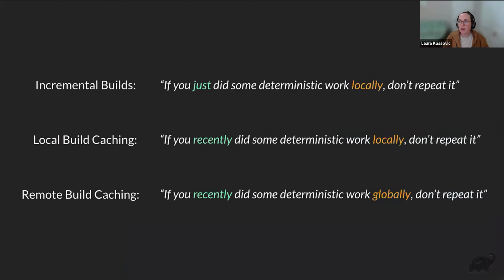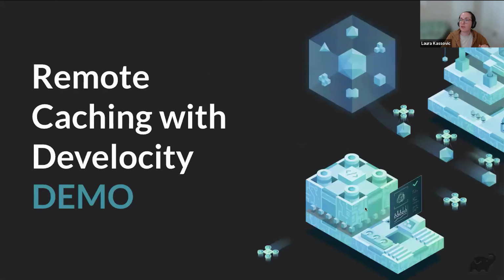But before you take over, Akshay, I want to just go over things one more time. This is everything we learned. Incremental builds: if you did some deterministic work locally, don't repeat it. Build caching on the local side: if you recently did some deterministic work locally, don't repeat it. And finally, remote build caching: if you recently did some deterministic work globally, don't repeat it. So with that, Akshay, let's do a demo.